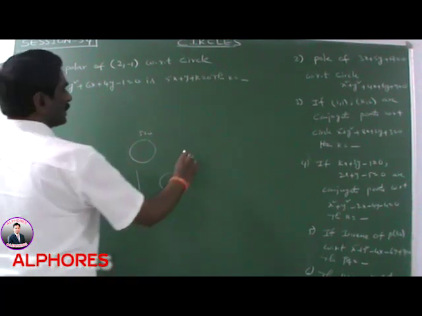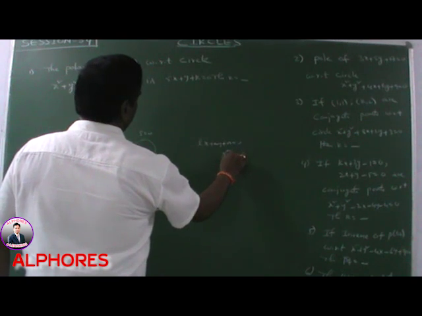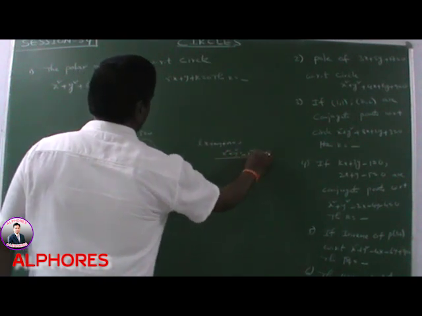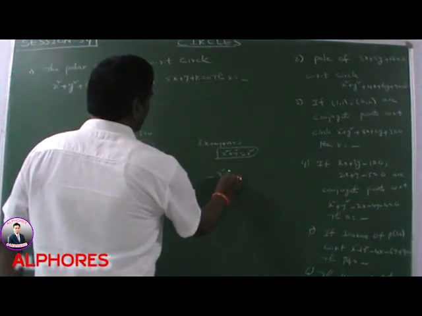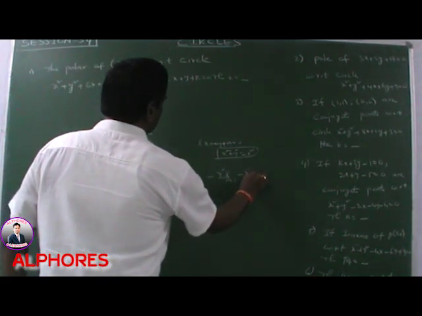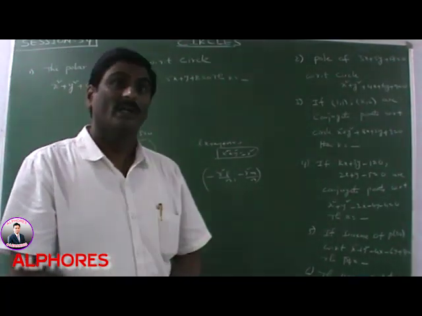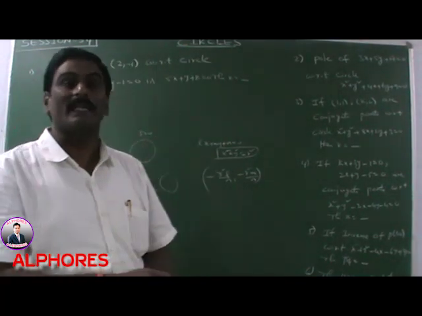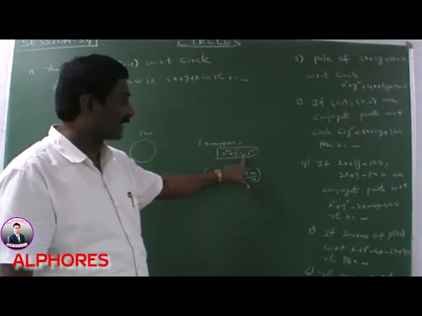Next, if the polar is given, what is the pole? Suppose Lx + My + n = 0 is a line and x² + y² = r² is the circle. The pole of the line with respect to this circle is (-r²L/n, -r²m/n). If the point is given, the polar equation is S1 = 0. If the polar is given, then the pole is (-r²L/n, -r²m/n), where the given circle's center is (0, 0).